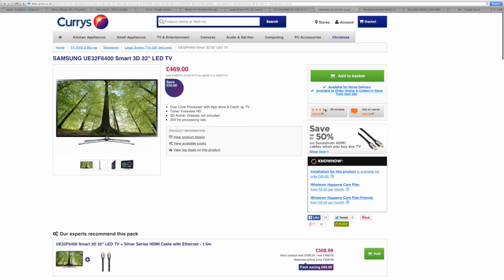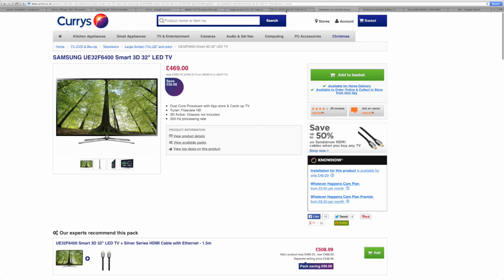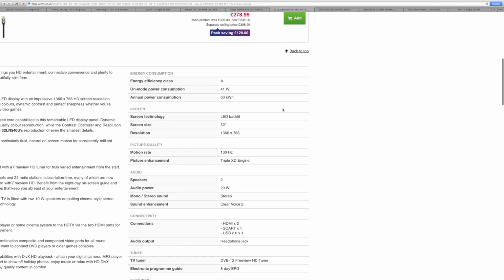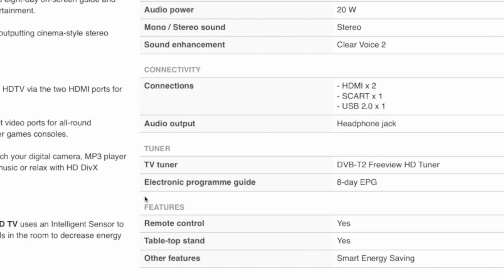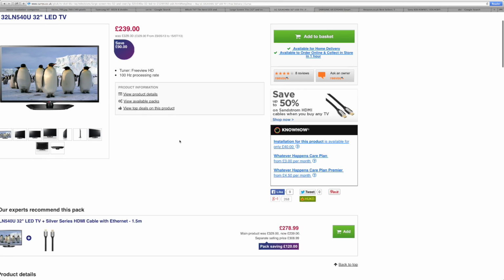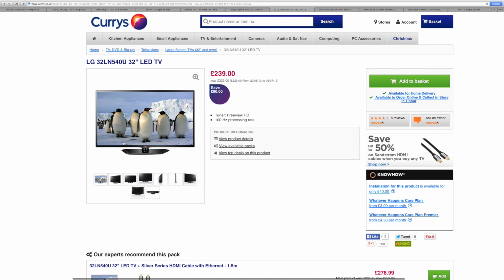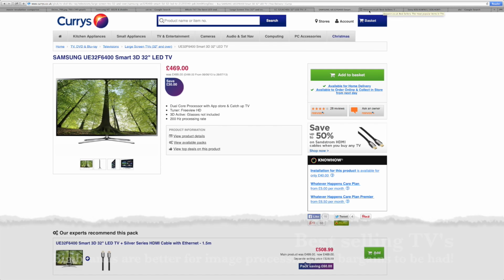So this TV is more expensive because it gives you all those options, whereas the LG one, it's got half the number of HDMIs, it's only got 1 SCART, and it's only got 1 USB port. It also offers you a 3D, HD tuner, which is nice. It's by no means a bad TV, but you can see now where the price kind of comes in. It's just a general guide.